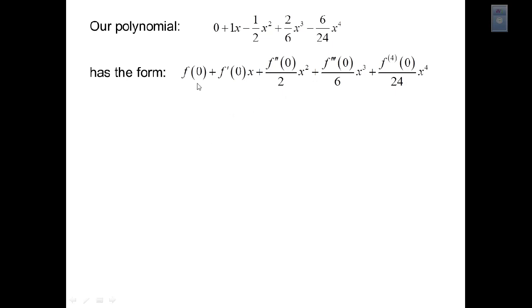And here we have 0 factorial on the bottom, we have 1 factorial on the bottom, we have 2 factorial on the bottom, we have 3 factorial on the bottom, we have 4 factorial on the bottom, which just happens to coincide with the derivative that you're taking.